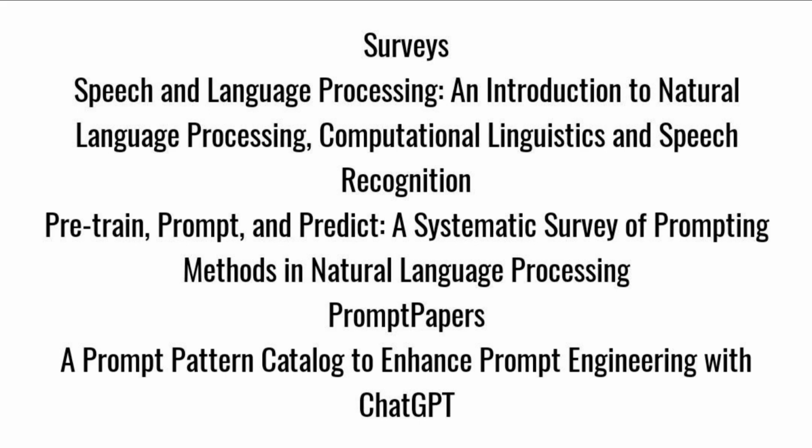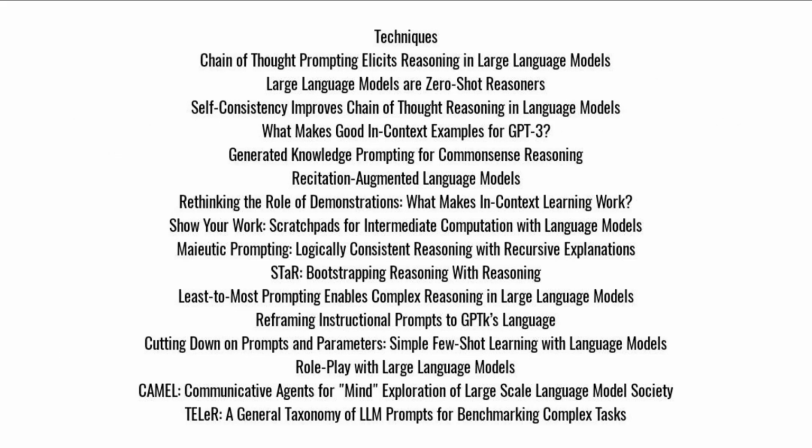Prompt papers. A prompt pattern catalog to enhance prompt engineering with ChatGPT. Techniques. Chain of thought prompting elicits reasoning in large language models. Large language models are zero-shot reasoners. Self-consistency improves chain of thought reasoning in language models. What makes good in-context examples for GPT-3? Generated knowledge prompting for commonsense reasoning.